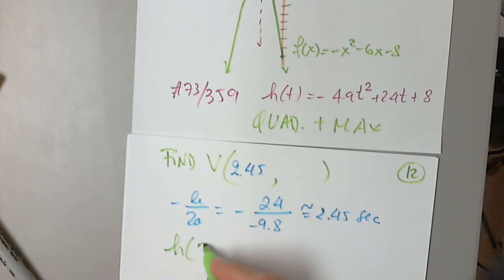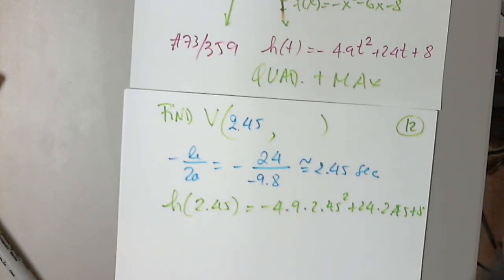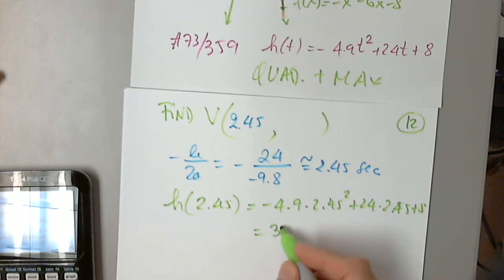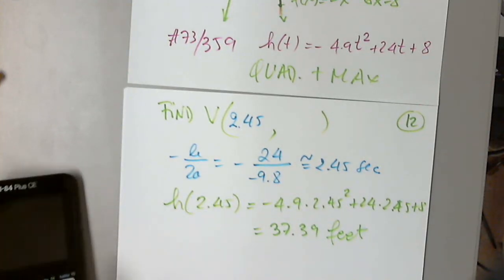Very good. h of 2.45 equals -4.9 times 2.45 squared plus 24 times 2.45 plus 8. And I plug it in. Now let's see what we get. -4.9 multiplied by the previous answer, because I still have it, squared, and plus 24 times the previous answer, and plus 8. Should I show this with the software, what I'm doing? Please check my numbers.